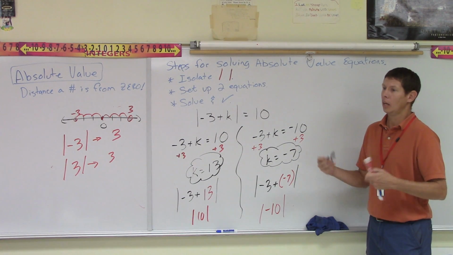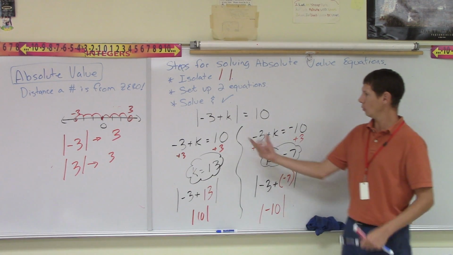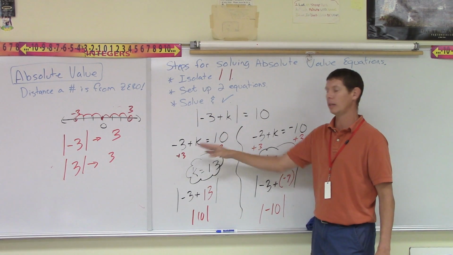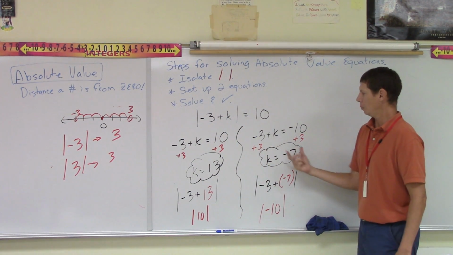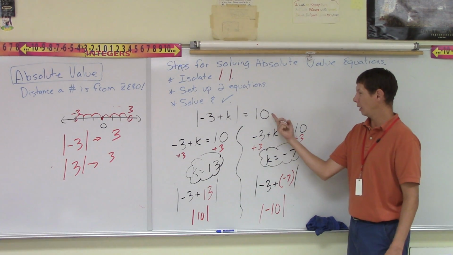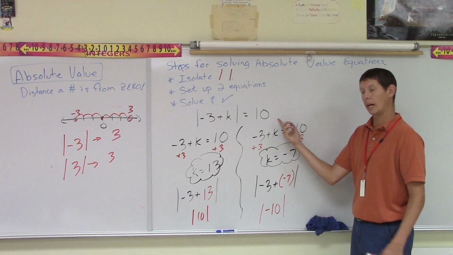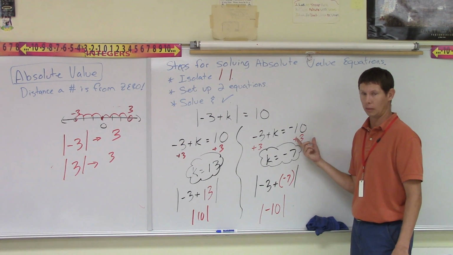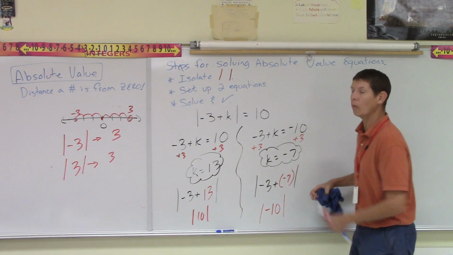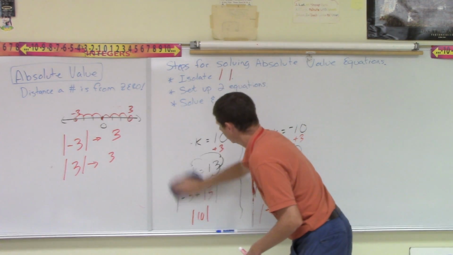So again, the two equations we set up: we pretend like there's no absolute value bars and just deal with the equation as normal. Secondly, we pretend the absolute value bars are not there, but we change the other side of the equation to the opposite of what it originally was. We'll try one more from your notes here.